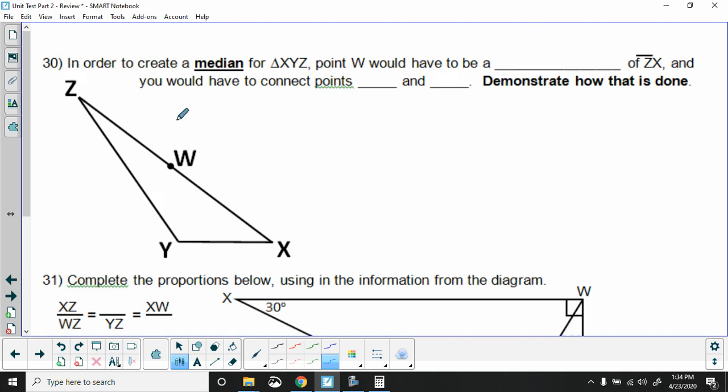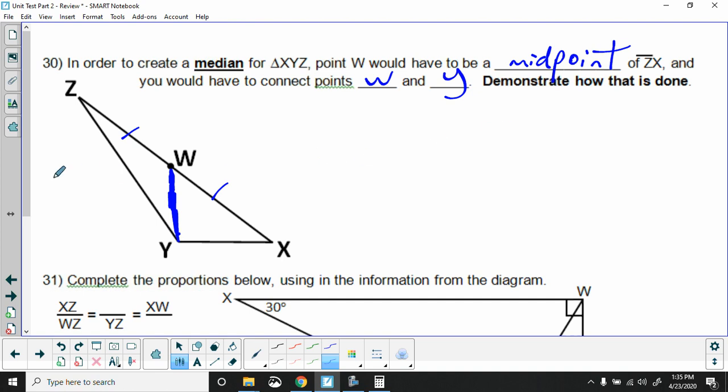In order to create a median for triangle XYZ, point W would have to be blank to ZX. Midpoint. Okay, midpoint. We have to connect points W and Y because we're making a median. There you go. All done.